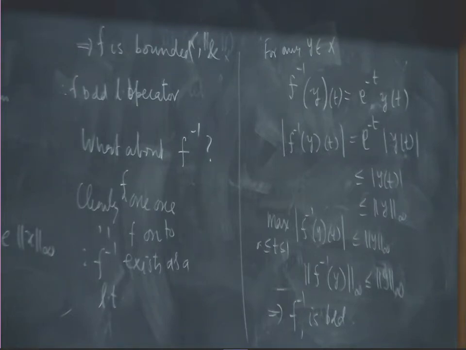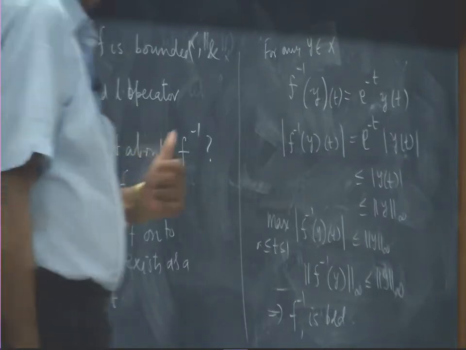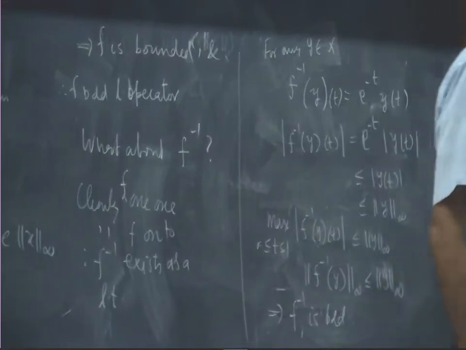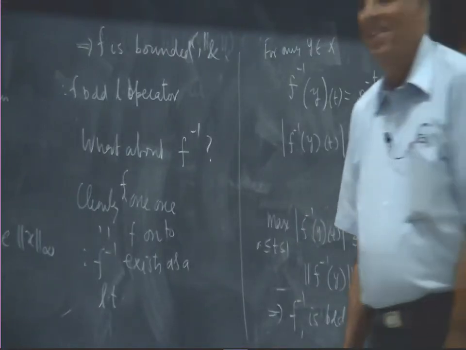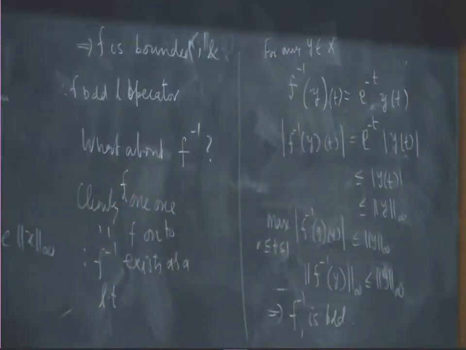So here is an example where we got f inverse also as bounded. But let's not jump to conclusions from one example. We have to see whether this works. Now I will give you another example. I will quickly go through this example. I will give you an easier example that we will do next time.